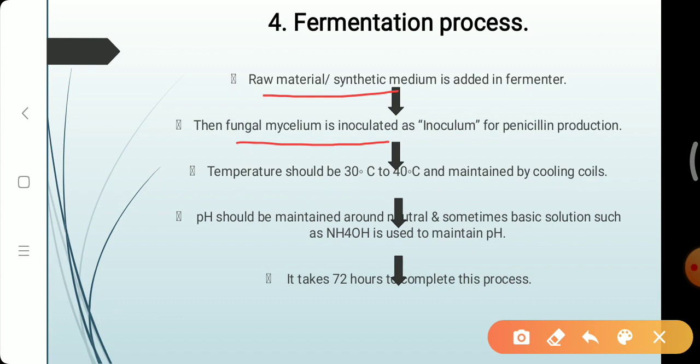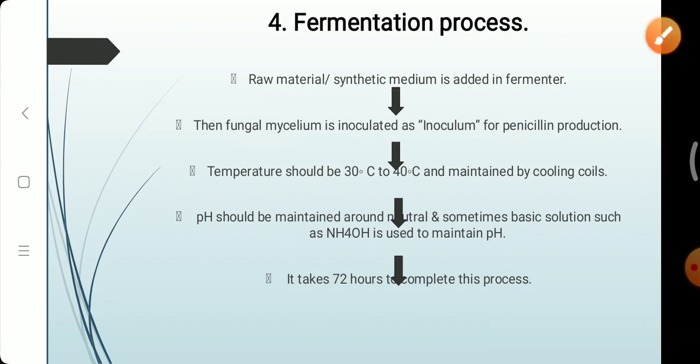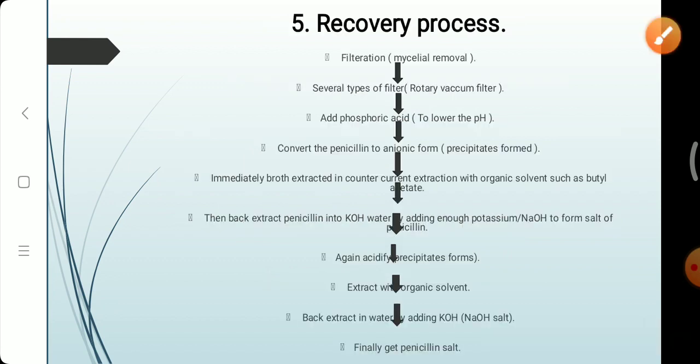After adding the culture, we maintain the temperature around 30 to 40 degrees Celsius. If there is an increase in the temperature, that will be controlled by the cooling coils or the cooling jackets. The pH we maintain around neutral. Sometimes basic solutions such as NH4OH are used to maintain the pH. It will take around 72 hours to complete this process. After 72 hours, we go for the last step, that is our recovery process.